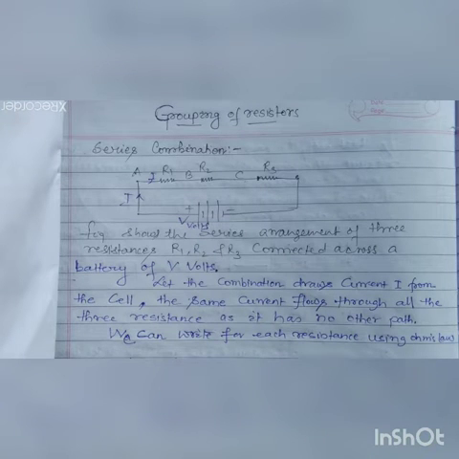In this video lesson, we are going to discuss grouping of resistors. Resistors can be grouped in two ways. One way of grouping is known as series combination and the other way of grouping is known as parallel combination. So let us discuss the series combination of resistances first.